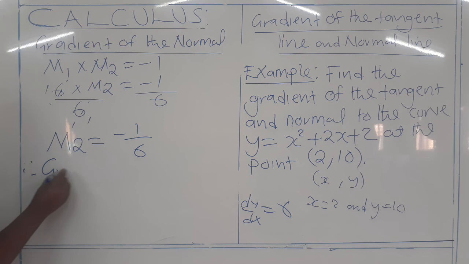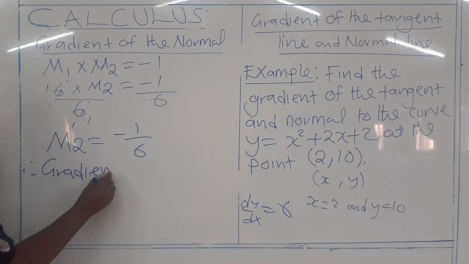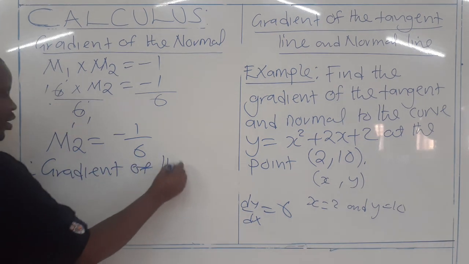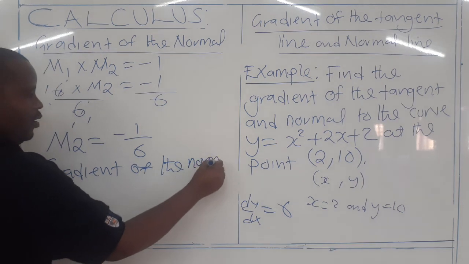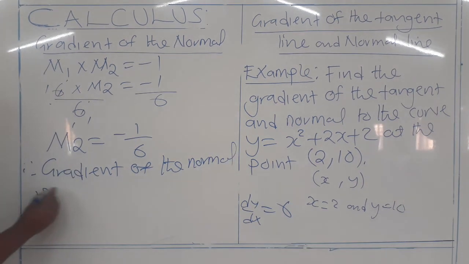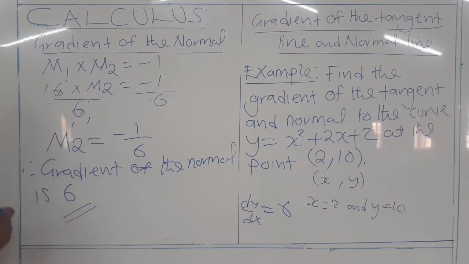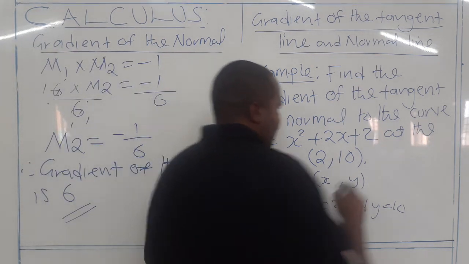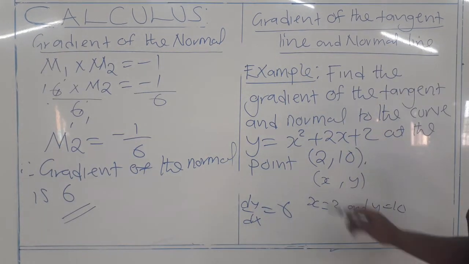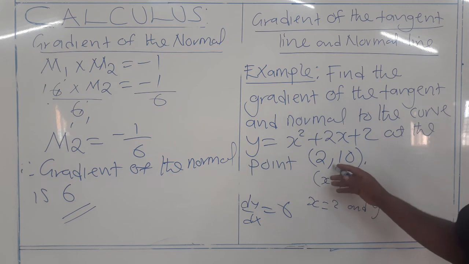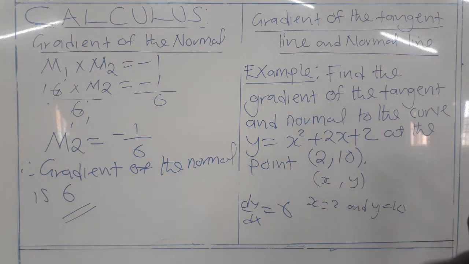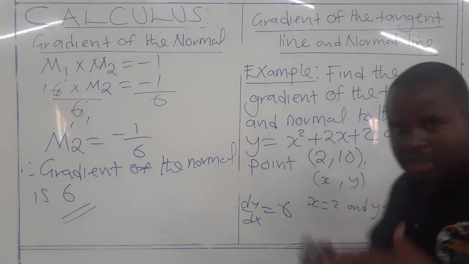Therefore, the gradient of the normal is negative 1 over 6. It means this question has been answered. Sometimes, looking at this point that we have been given, at times you can only be given a point, say at x is equal to 2. The approach will be the same.